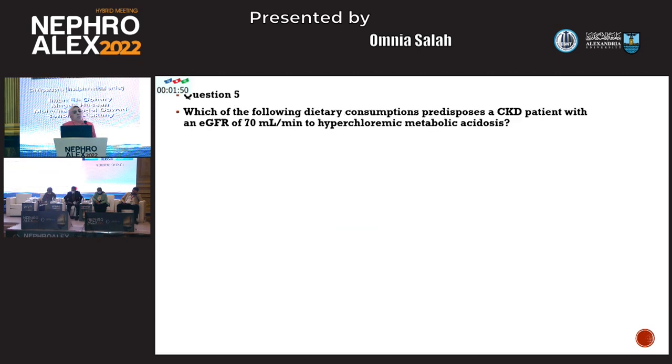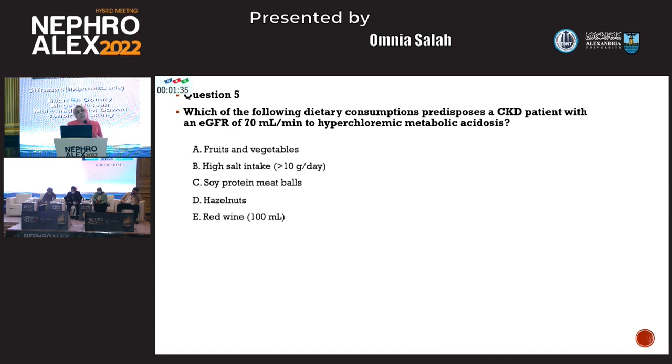Last question. Which of the following dietary consumptions predisposes a CKD patient with an estimated GFR of 70 milliliters per minute to hyperchloremic metabolic acidosis, meaning non-anion gap or normal anion gap metabolic acidosis? Fruits and vegetables, or high salt intake of more than 10 grams per day, or soya protein meat balls, or hazelnuts, or red wine? Which of these can cause normal anion gap metabolic acidosis?